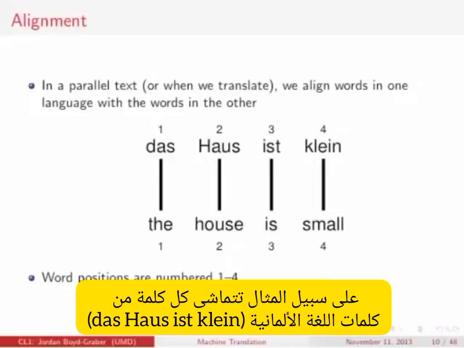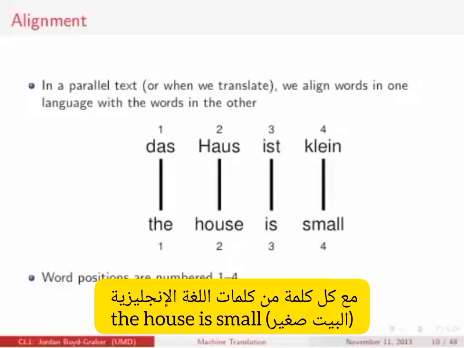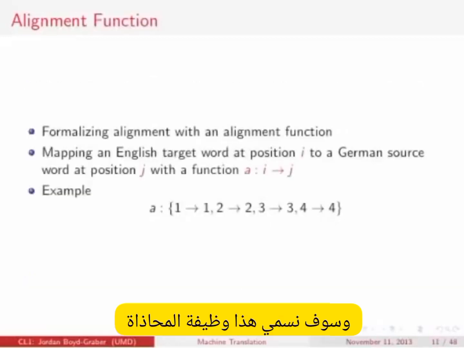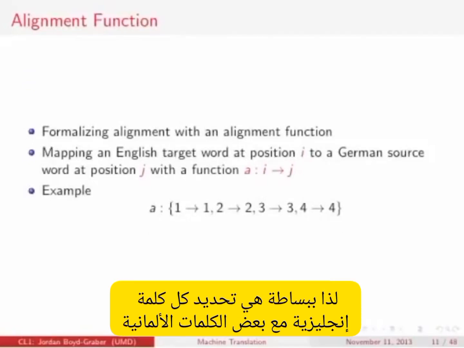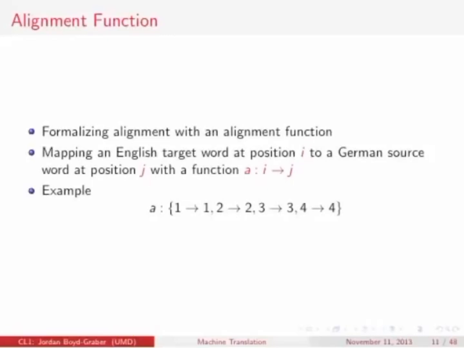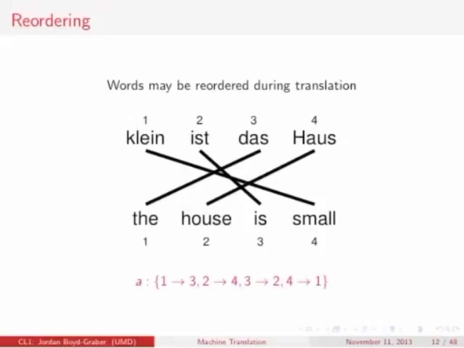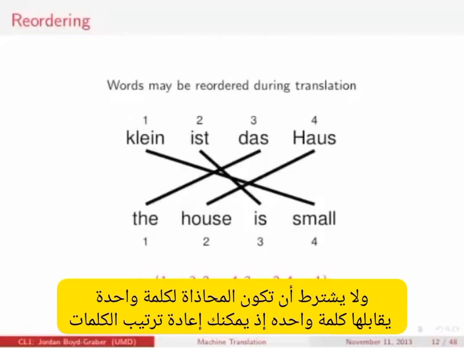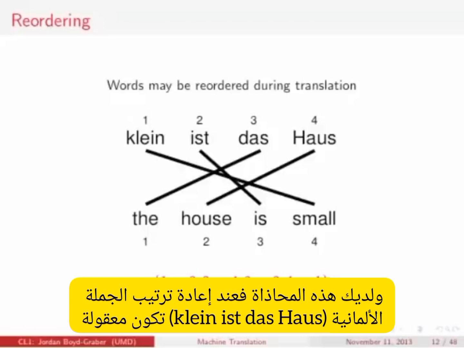So for example, the German sentence, das Haus ist klein, you have a one-to-one alignment to the English words, the house is small. And we're going to call this an alignment function. So it's basically a mapping from every English word to some German word. And alignments don't have to be one-to-one. You can have reordering. So klein ist das Haus is a perfectly reasonable German sentence, and you have this alignment.